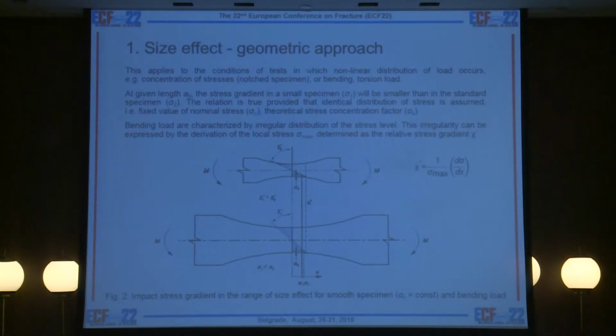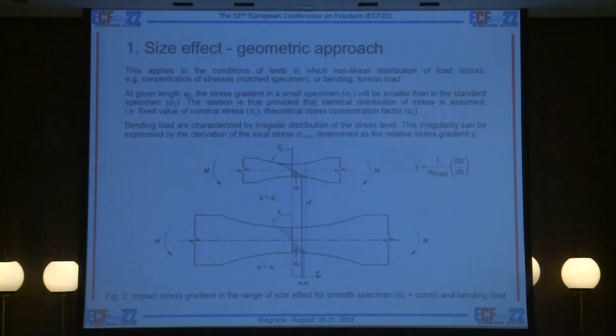So at a given length A0, the stress gradient in a small specimen will be smaller than in the standard specimen. The relation is true provided that the critical distribution of stress is assumed, e.g. a fixed value of normal stress, therefore stress concentration factor. Bending loads are characterized by irregular distribution of the stress level. This irregularity can be expressed by derivation of the load stress sigma max, determined as relative stress gradient.